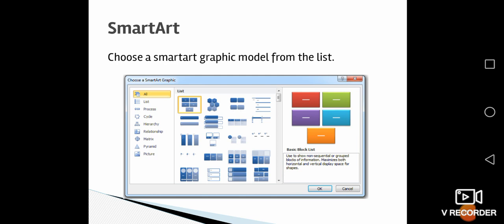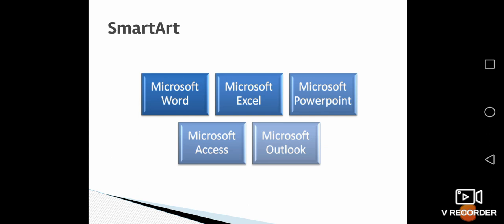This is a smart art graphic model from the list. You have to choose it. You can choose anything that you like. I have chosen the first one. Then when I give OK, I get this smart art. Okay, you can change the data that is inside that.